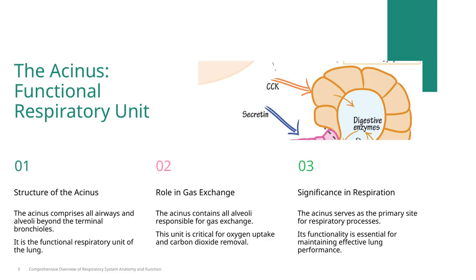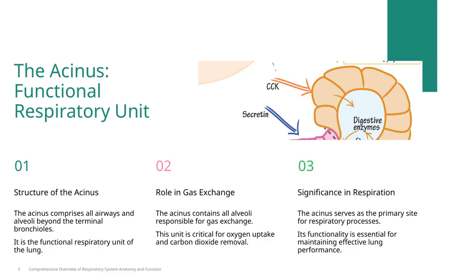This exchange is vital for maintaining the body's overall oxygen supply and removing toxins. Now, looking at the structure of the acinus, it includes all the airways and alveoli beyond the terminal bronchioles. Think of it as the functional respiratory unit of the lung, where the actual work of breathing and gas exchange takes place. This organization allows the lungs to efficiently perform their role in respiration.